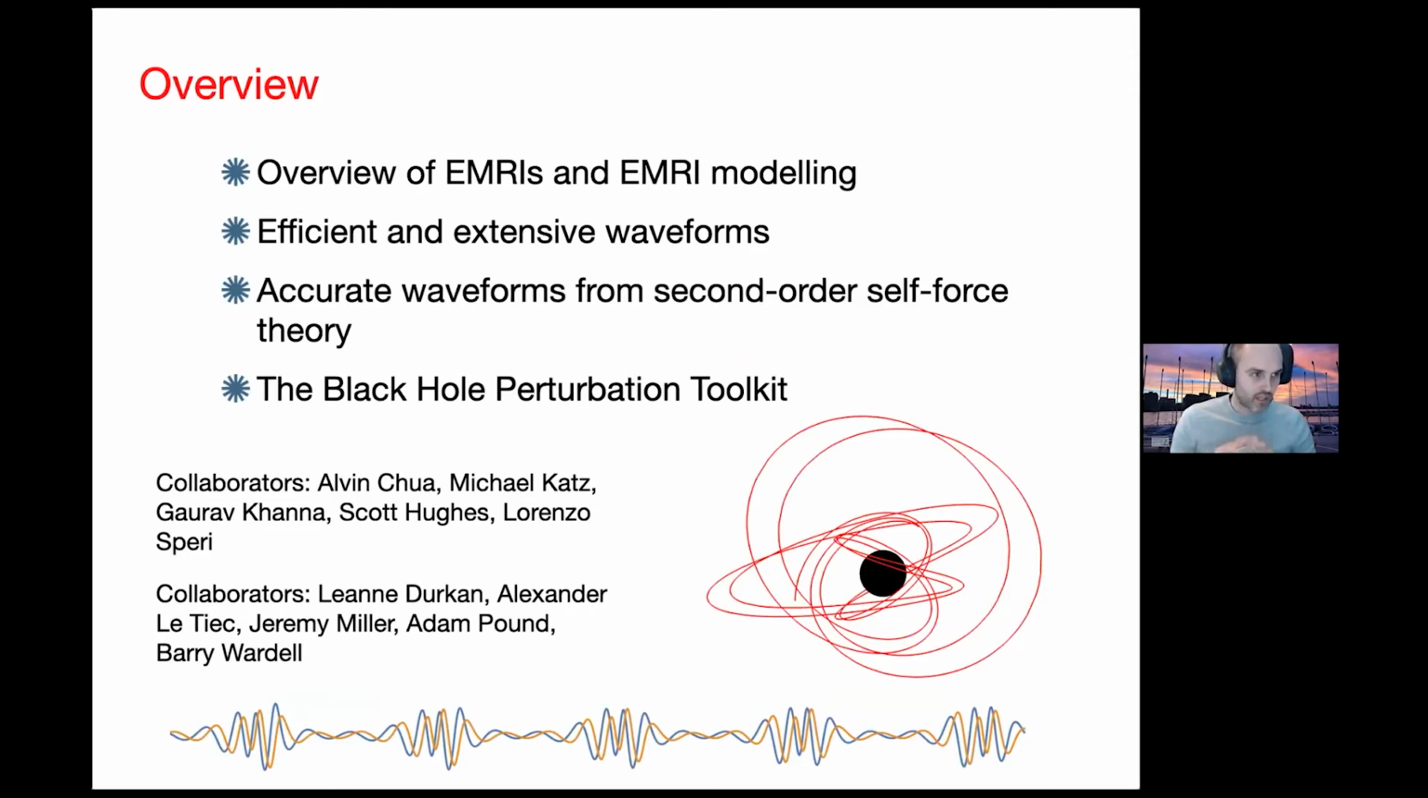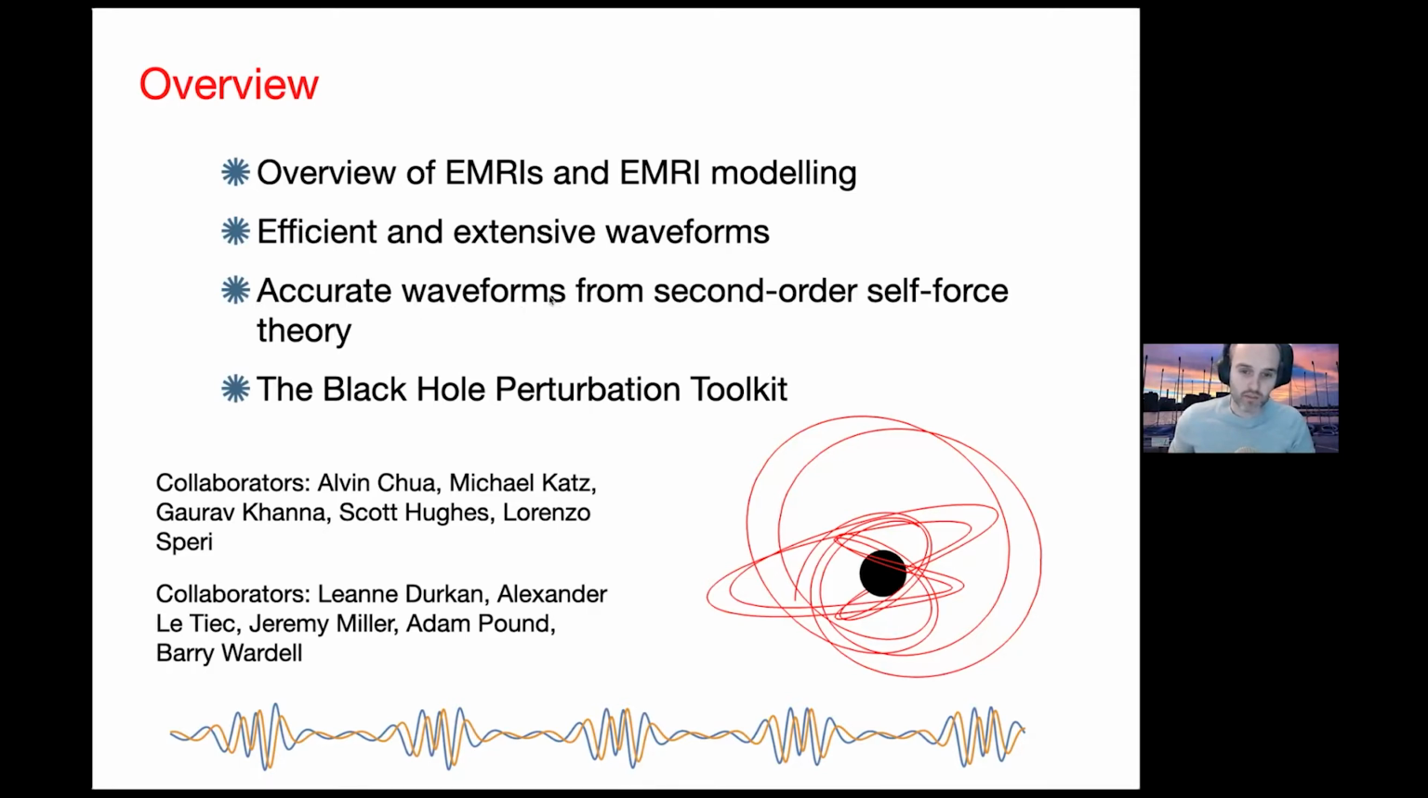I'll talk about the application to intermediate systems later on, especially once we've talked about the accurate waveforms from second-order self-force theory. So I'll overview and just discuss EMRIs and EMRI modeling. And then I'll discuss the three key things we care about for gravitational wave modeling. That is, we need waveform templates that are very efficient to compute very rapidly for the data analysis problem, need to be extensive, cover the actual parameter space of orbits and inspirals that we have. And then finally, of course, they need to be phase accurate.